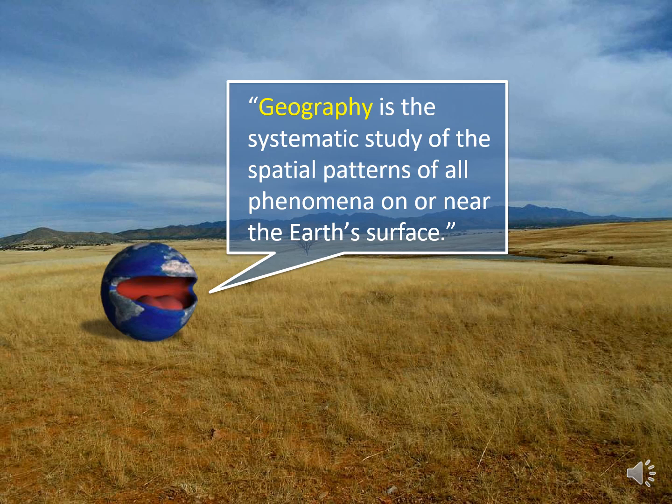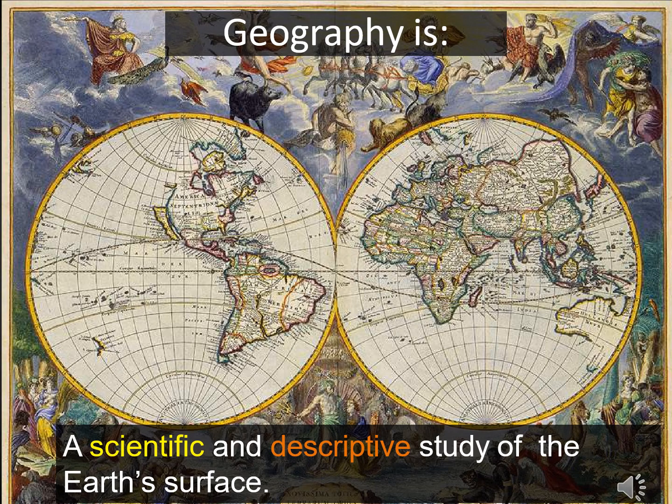We sum up the definitions of geography. First, it is the systematic study of the spatial patterns of all phenomena on or near the Earth's surface. Second, it is a scientific and descriptive study of the Earth's surface. This is extracted from the discipline's etymological meaning: geo, which means earth, and graphia, which means to write about or to describe.